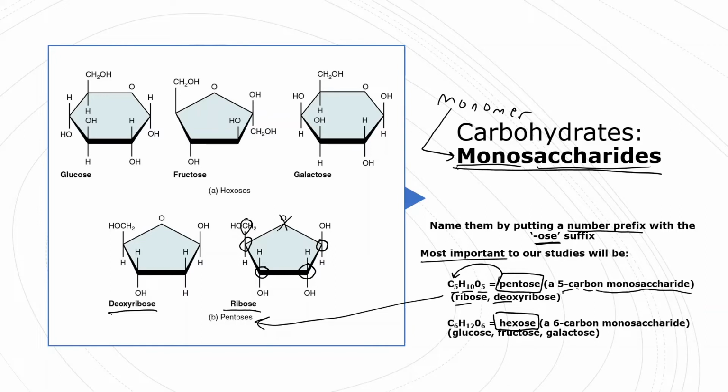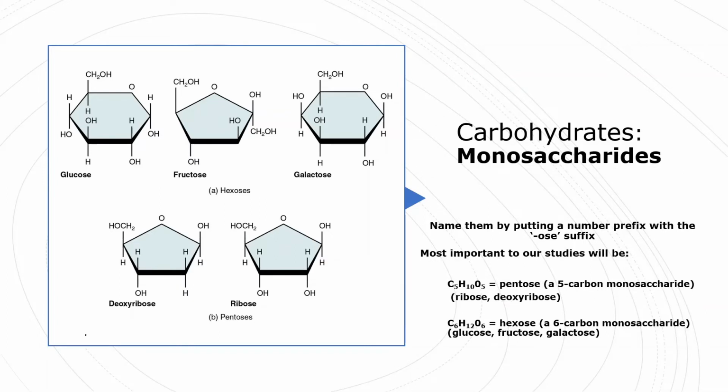Look next door to it, same game. 1, 2, 3, 4, 5 carbons. There's a pentose. That's deoxyribose. Now let's check out some hexoses. Again, hex referring to 6. So the 3 hexoses you usually see on nearly every standardized test are glucose, fructose, and galactose.